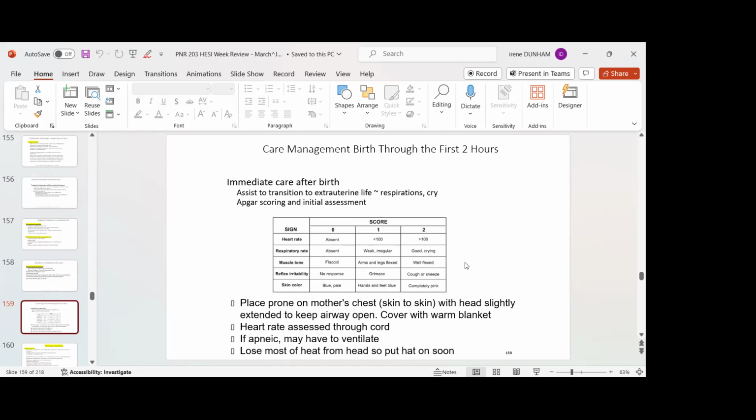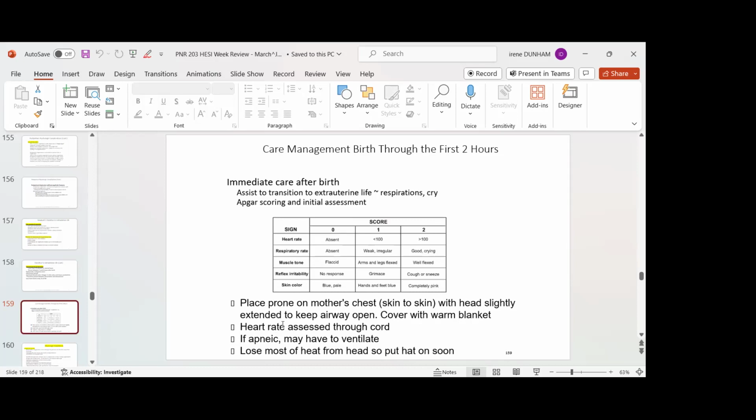Just know that you always want to keep in mind the babies have trouble with their breathing and thermoregulation. So I'm going to put the baby skin to skin. That actually keeps them nice and warm. And I want to make sure the airway always stays open. And then cover with a nice warm blanket. That's what I do all the time.